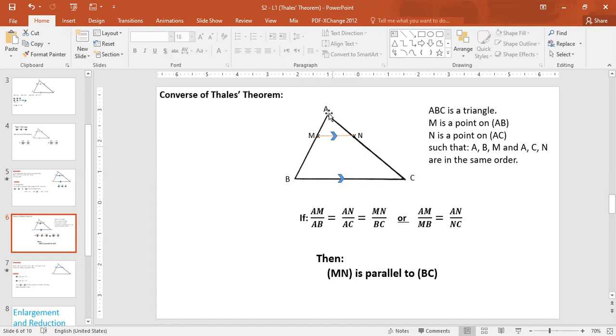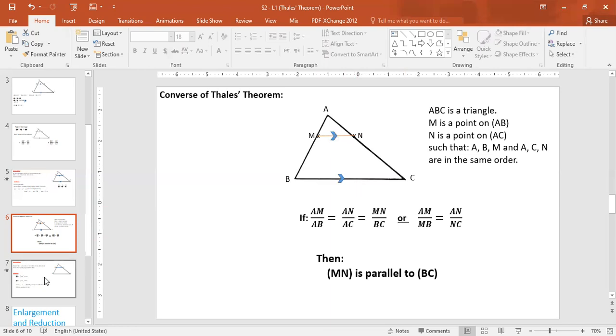But suppose I gave you a triangle ABC such that M is a point on AB, N is a point on AC in the same order, but I didn't tell you that MN is parallel to BC. You should prove that MN is parallel to BC. Here, if I can find two equal ratios to each other, then the line MN will be parallel to BC.